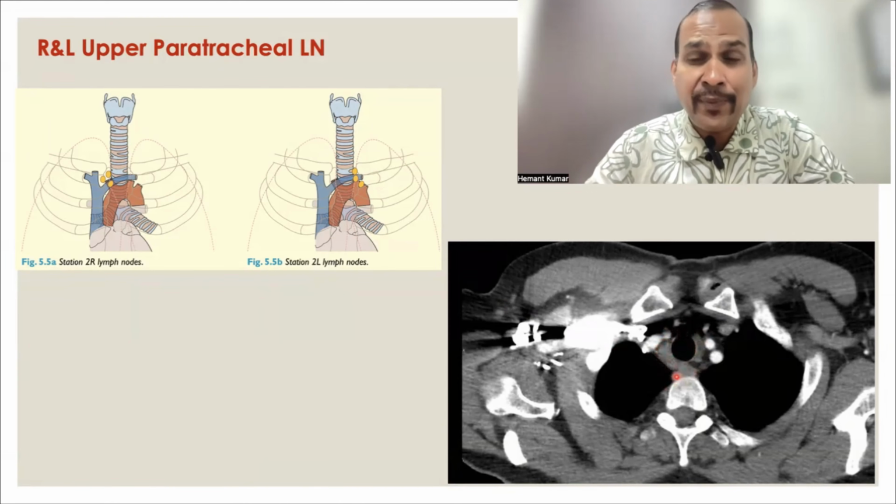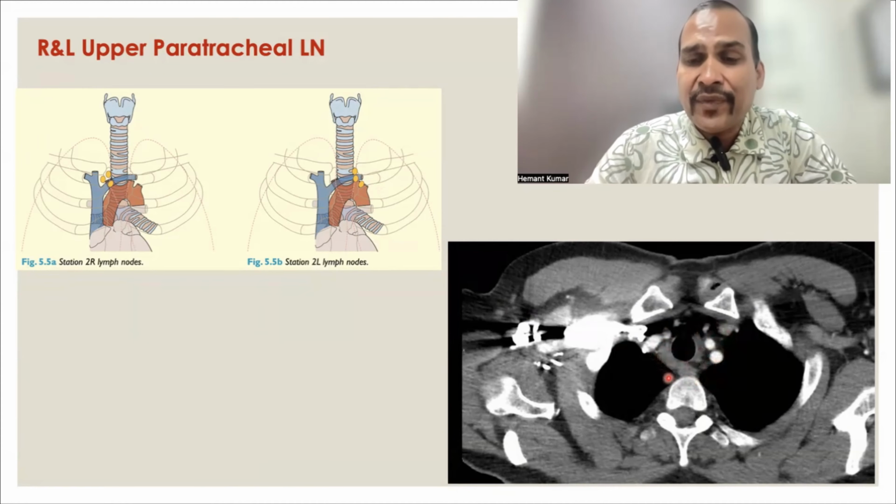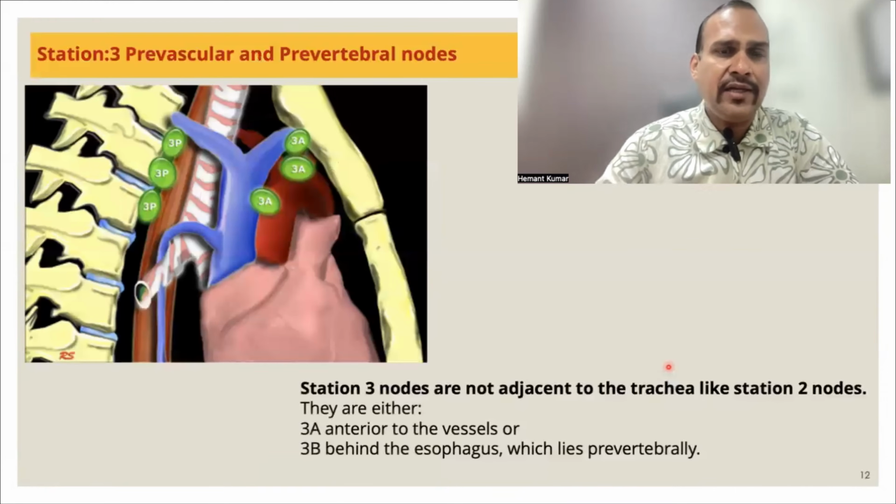Okay, so in this CT scan you can see this is trachea, upper part of trachea. Why upper part of trachea? Because you can see these branches of the arch of aorta, common carotid and subclavian artery. So this is along the upper paratrachea. This is 2R or right upper paratracheal. Here it is left upper paratracheal, 2L. Okay, so this is upper paratracheal, right and left.